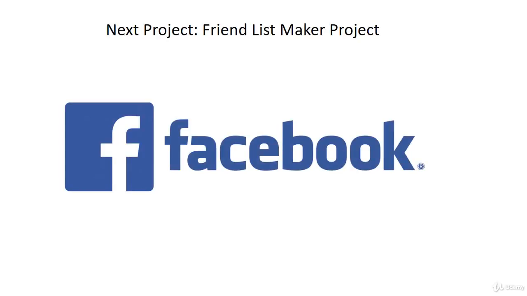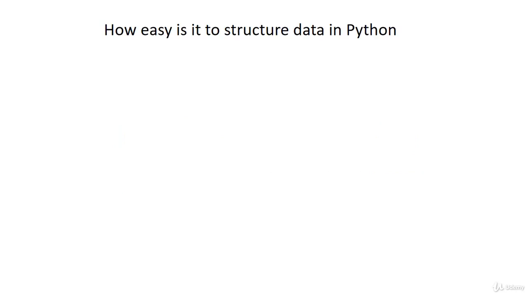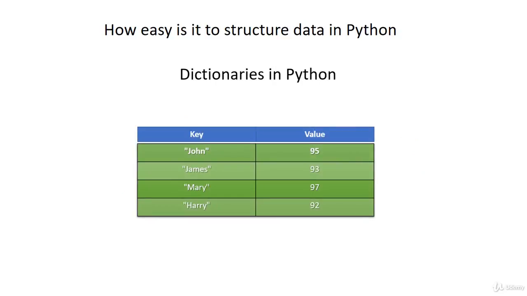We are going to create a Facebook friend list maker which helps us to add or remove the different friends based on a specific request and response from the end user. After which we will delve into remaining data structures in Python, amongst which one of the very important ones is dictionaries. Dictionaries are a little different from the other sequence-based or index-based data structures.